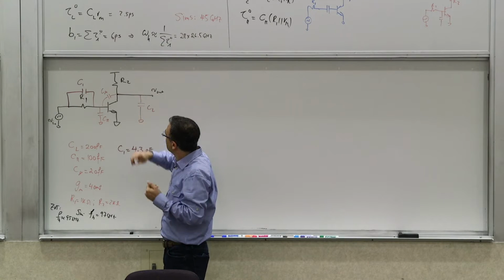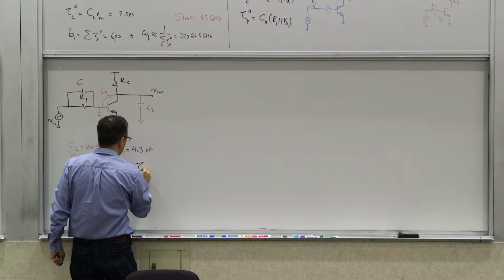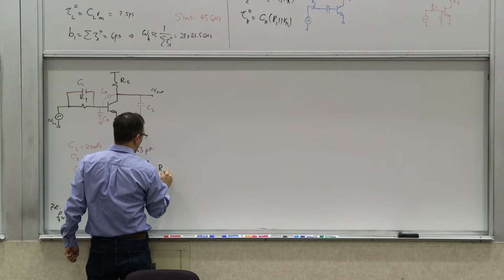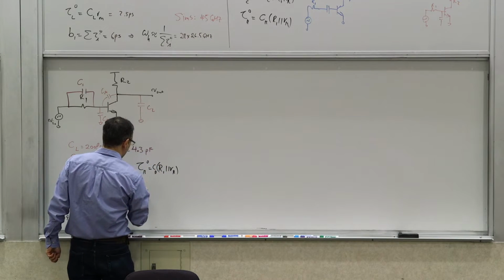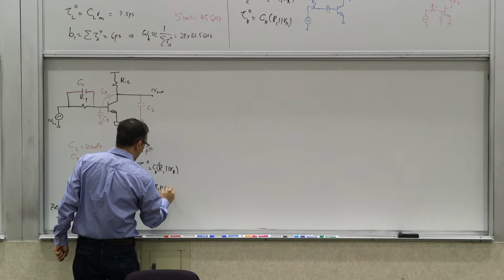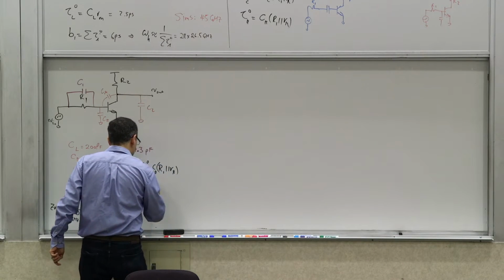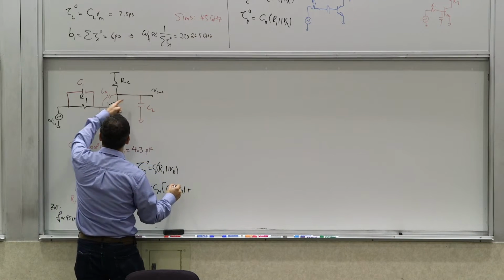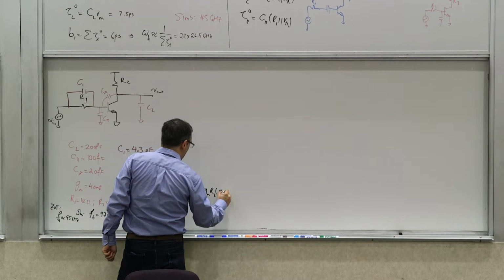Okay, now let's do our thing. I mean, we did the time constants before, right? What were the time constants? There was a tau pi 0, which was the resistance seen by this guy, R1 parallel R pi, times C pi. There was a tau mu 0, which was C mu times the R left, which is R1 parallel R pi, plus R right, which is R2 plus gm R2 times R1 parallel R pi.